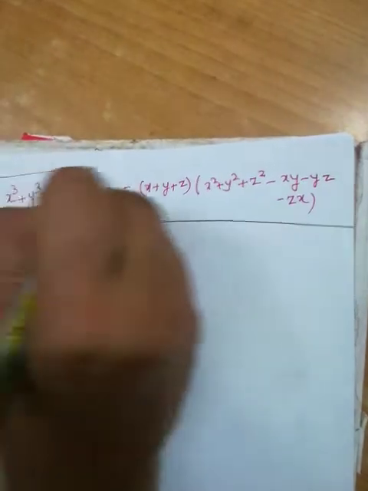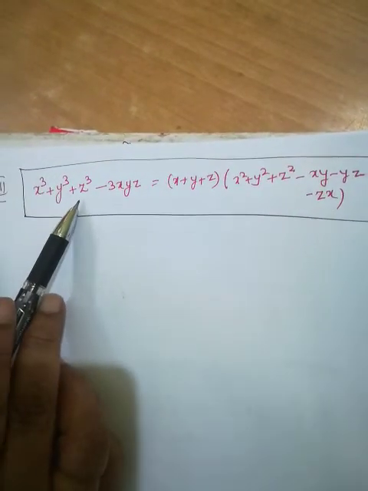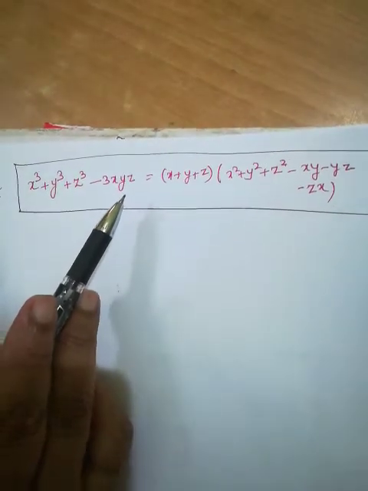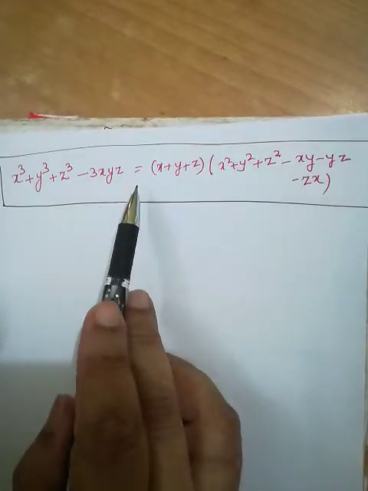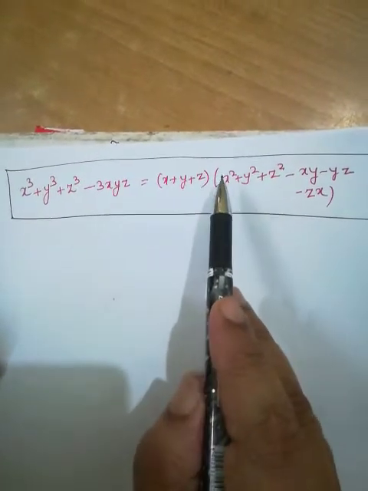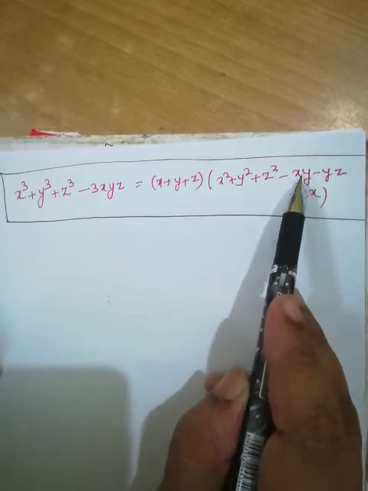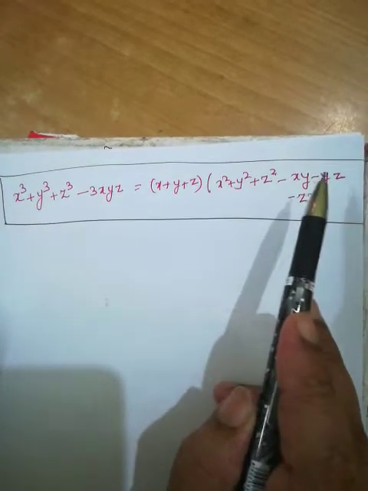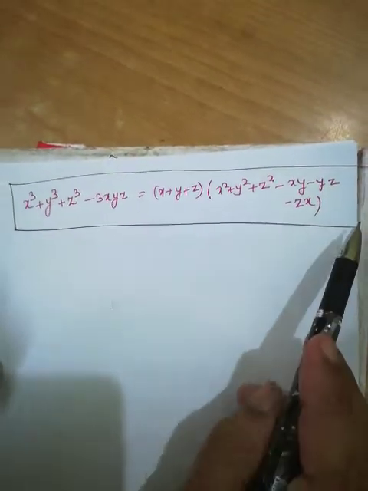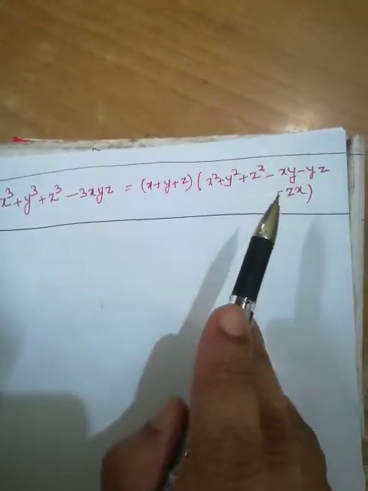This is an identity: x cube plus y cube plus z cube minus 3xyz is equal to x plus y plus z, bracket, then x square plus y square plus z square, no 2 here, only minus xy minus yz and minus zx. Today itself, immediately after my class, you will be learning this.